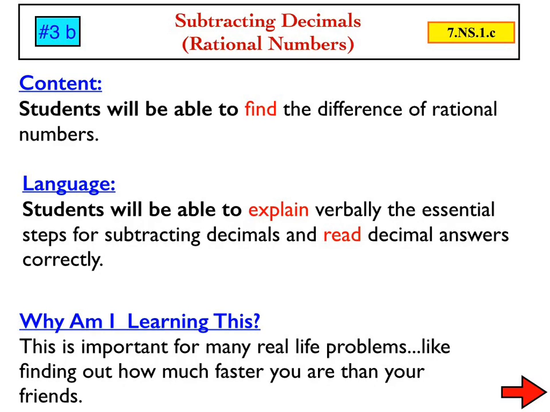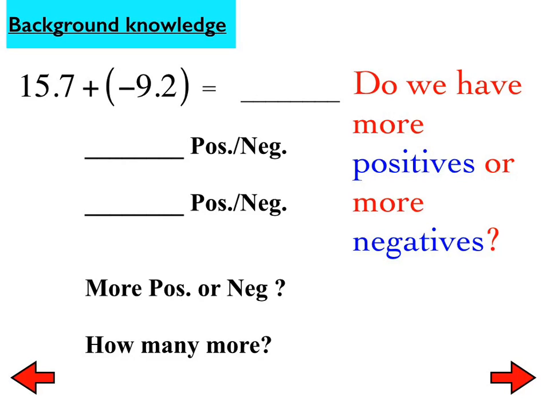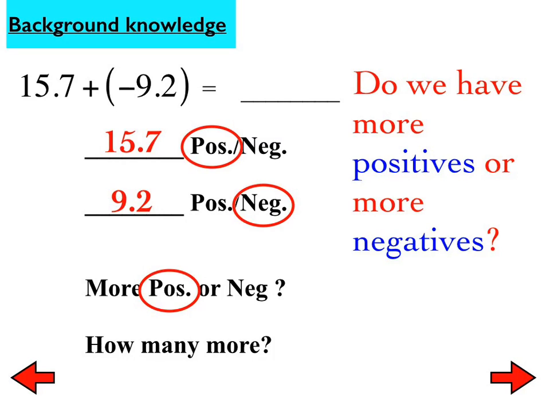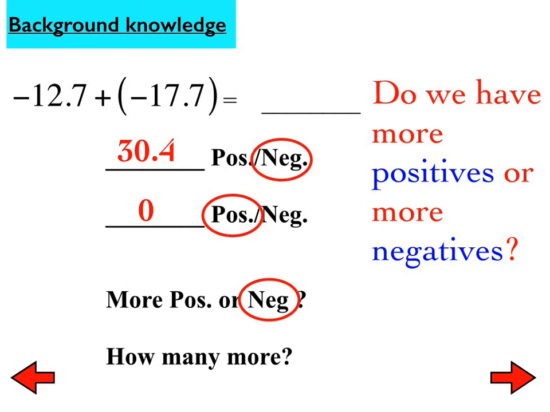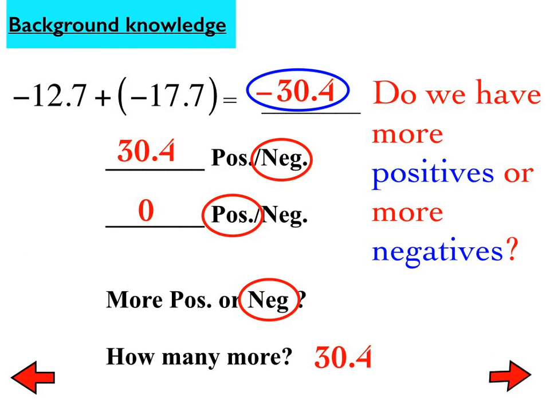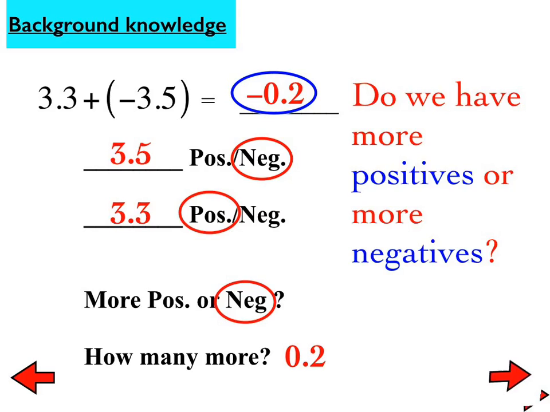All right, so background knowledge. Once we have an addition problem, these problems should be easy because we're simply comparing the number of positives to negatives. And I think I've had these same problems as background knowledge in the last several lessons, so I'm going to fly through these really quickly. It's a matter of comparing them.